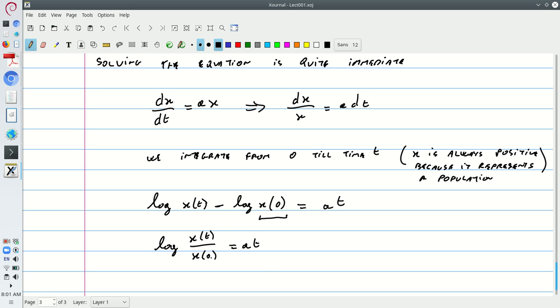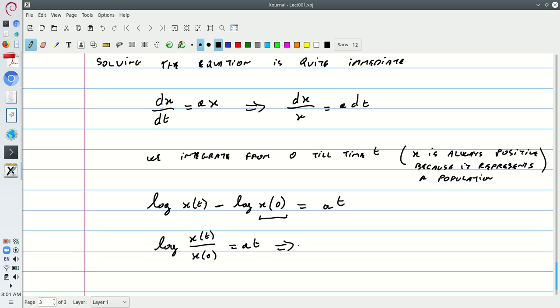There is also the assumption that the population at the beginning is non-zero. We assume x is always positive. If the population is 0, we already know what the solution is. The population is going to be 0 at all times. So under this assumption, we can safely divide by x, or we can take the logarithm of x of 0.